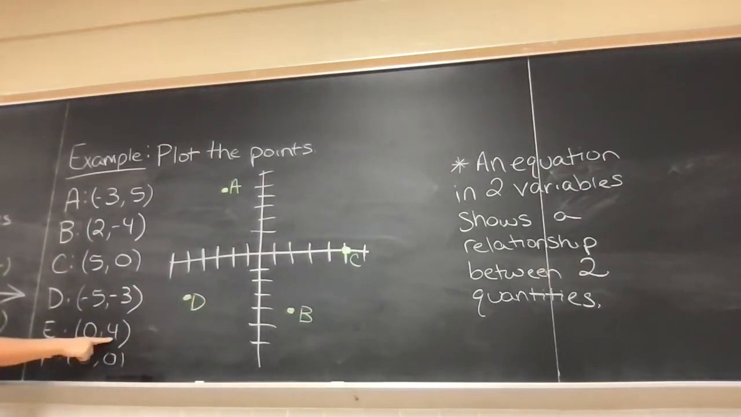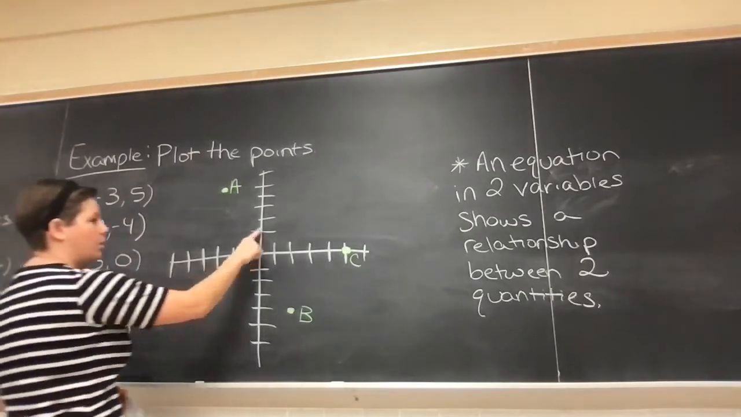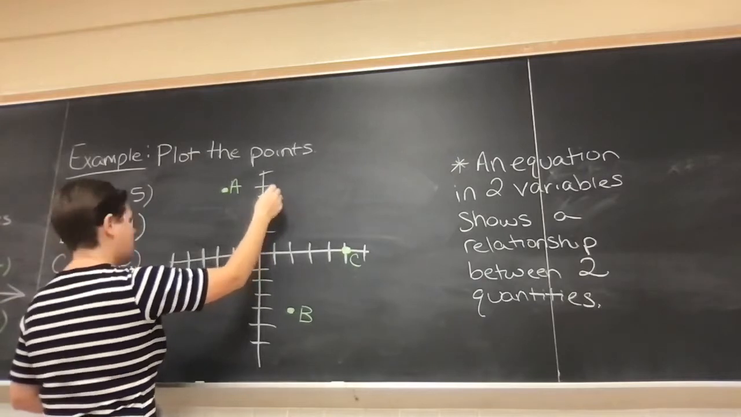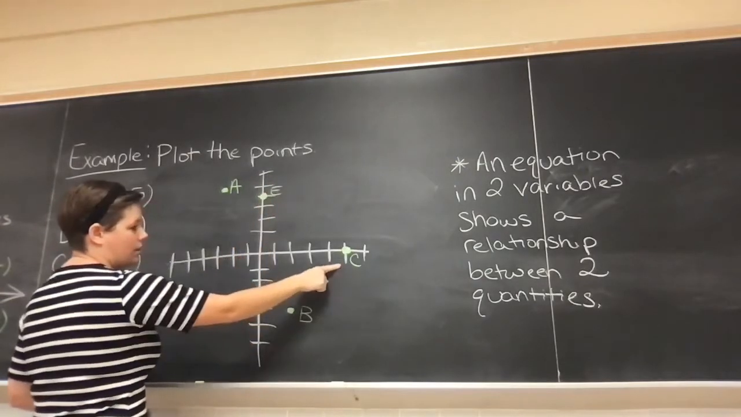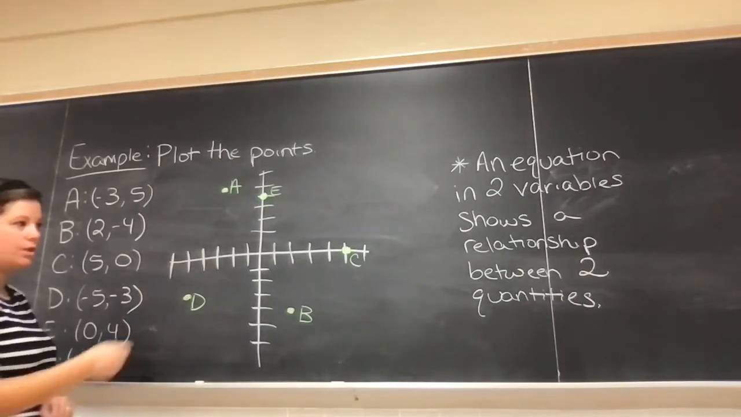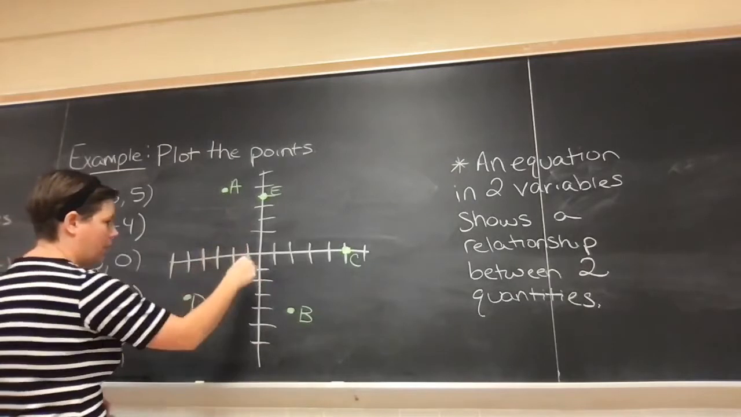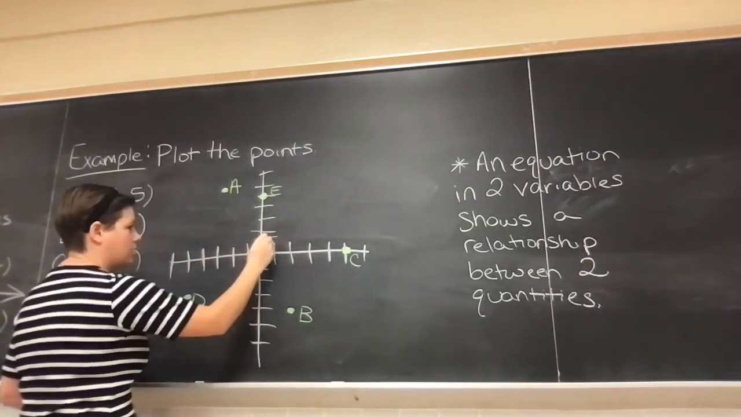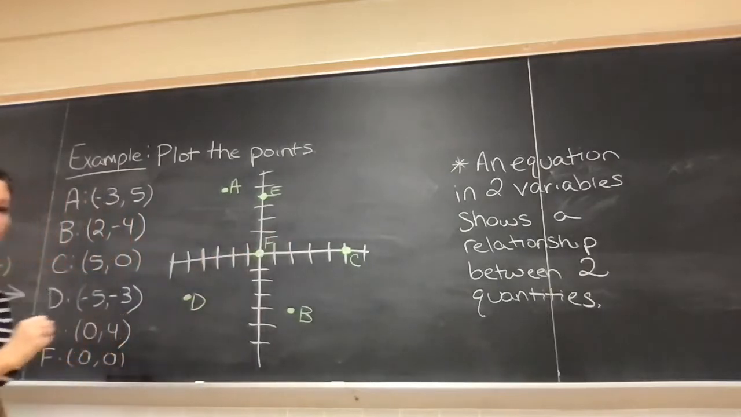E was at (0, 4). So remember, x is our first value, so that means we don't go left or right at all. We're just going to go up 4. 1, 2, 3, 4. And that leaves us on the y-axis for point E. So just like on C, we don't necessarily have to be off our axis in order to plot our point. So our last point is point F, which is (0, 0). So we're not going to move left or right. We're not going to move up or down. The point (0, 0) is also known as the origin. So F is the point of origin.